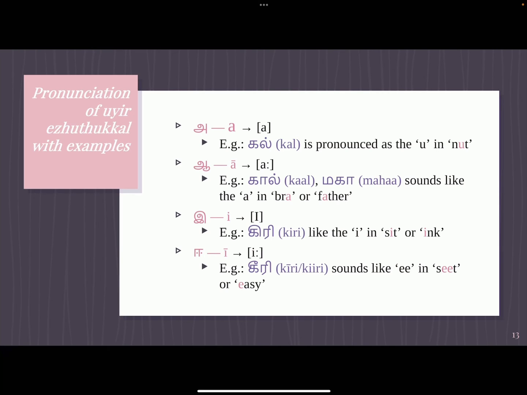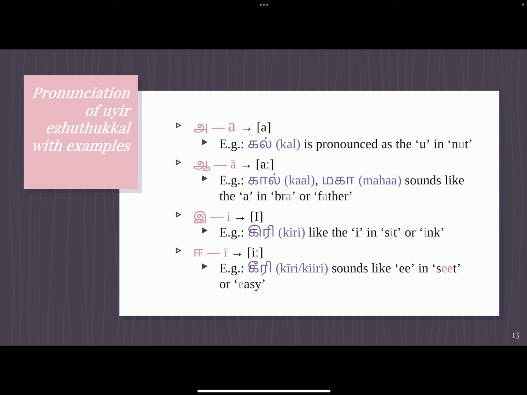The first one is A. An example in Tamil would be kal. It is pronounced as the U in nut. So the first one, A, is short. The second one is the longer A. An example in Tamil would be kaal or maha. It sounds like the A in bra or in father. So it's a longer one.